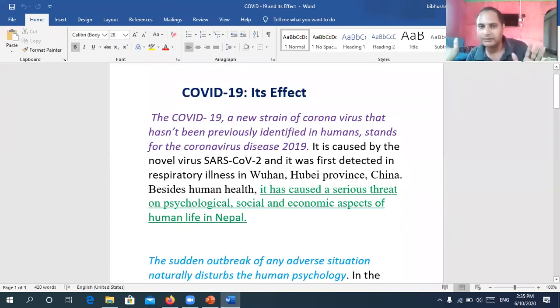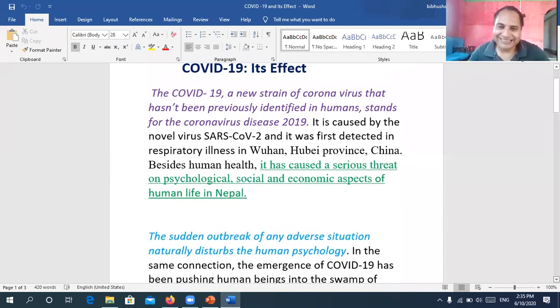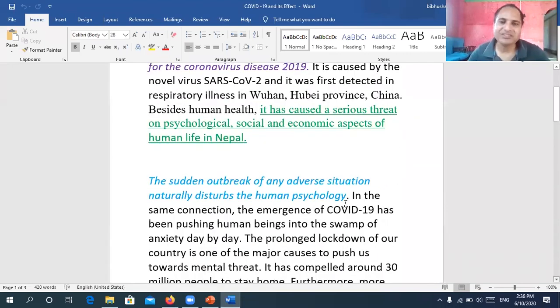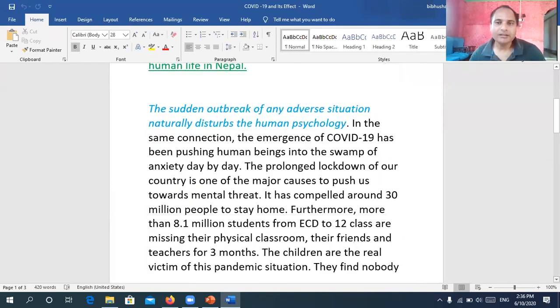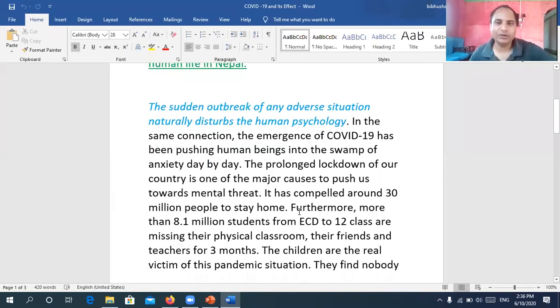Look at this, right? And then the first sentence of this paragraph is called the topic sentence. And within this sentence, the whole paragraph revolves. The sudden outbreak of any adverse situation naturally disturbs the human psychology. It is only talking about how human psychology is disturbed by this COVID-19. That's all, right? So you could see here, you could read this yourself, okay? I'm not going to read it out here.